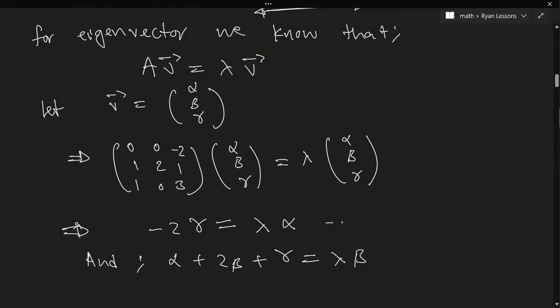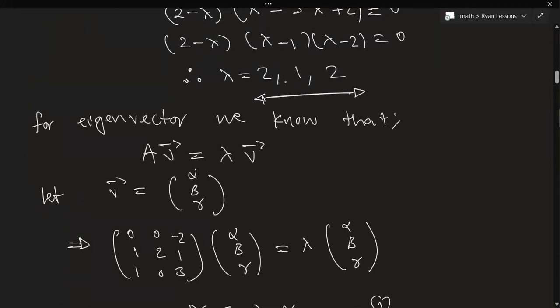So I have my nice 2 equations here, which I'm going to solve for all the different values of lambda that we have. You see, so we have 2 values of lambda. Lambda is equal to 1 and lambda is equal to 2.